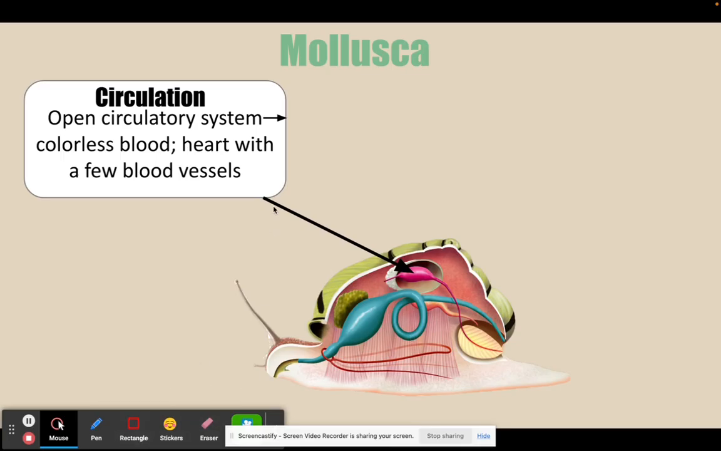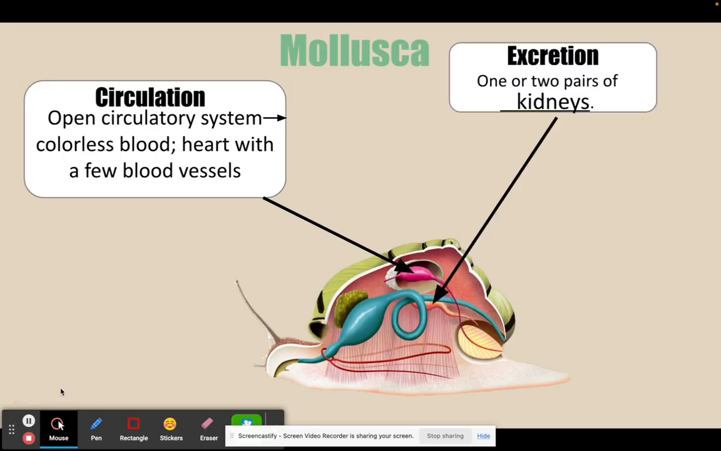You can see this arrow is pointing to the heart of the snail, of the mollusk. It's going to pump the blood, and the blood's going to freely move throughout the snail. They get rid of their waste by one or two pairs of kidneys. So there's either two kidneys or four kidneys that are going to work on excreting the waste from the food that they digest.